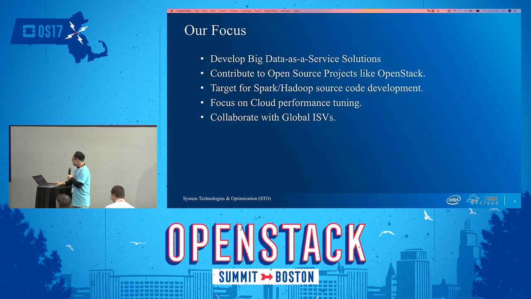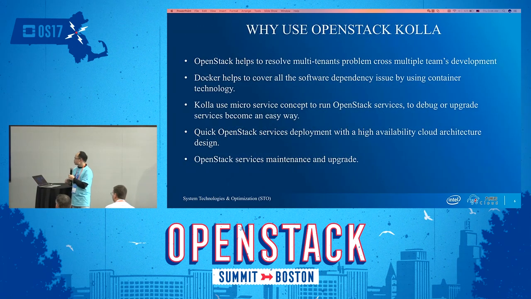I think the motivations are why we use OpenStack Kolla. OpenStack provides multi-tenant features. We are development teams, and every development team needs an isolated environment, so that is a very good choice to support multi-tenants. On the other side, Docker helps us cover all software dependency issues by using container technologies.